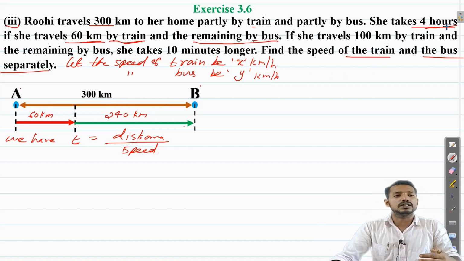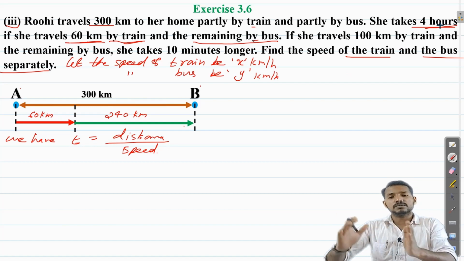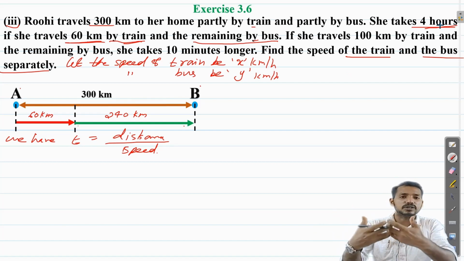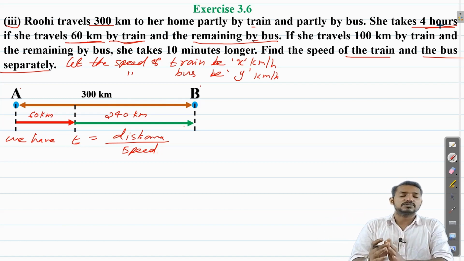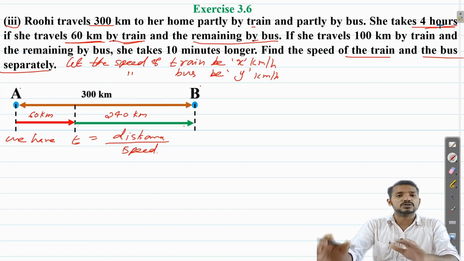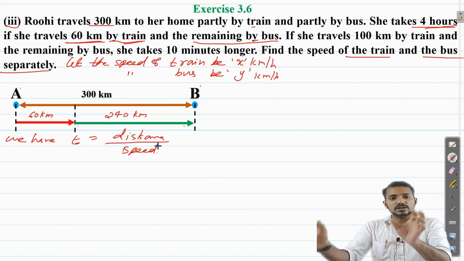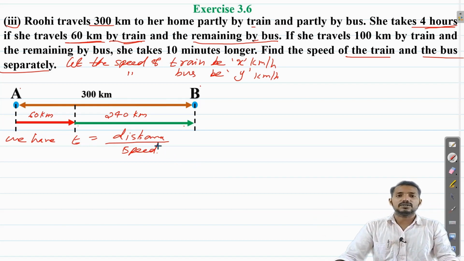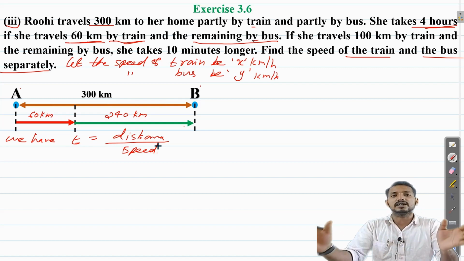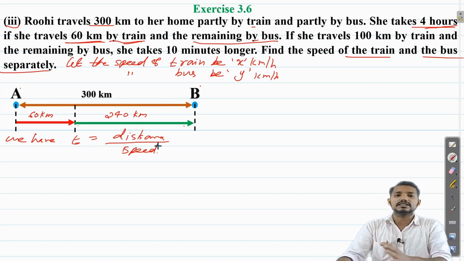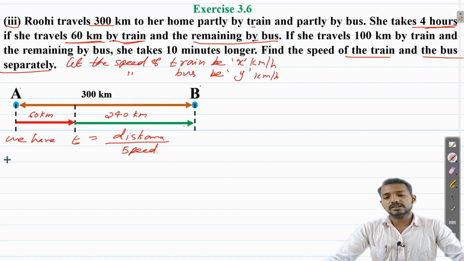Because time is not given independently. The total time taken by the train and bus is given together. So time is a single quantity, but the speeds of bus and train are independent, and the distances are also separate. So if we write the equation in terms of speed and distance, we will get 2 equations. To avoid that, we need a single equation, so we are writing in terms of time. Here, the total time taken is 4 hours.